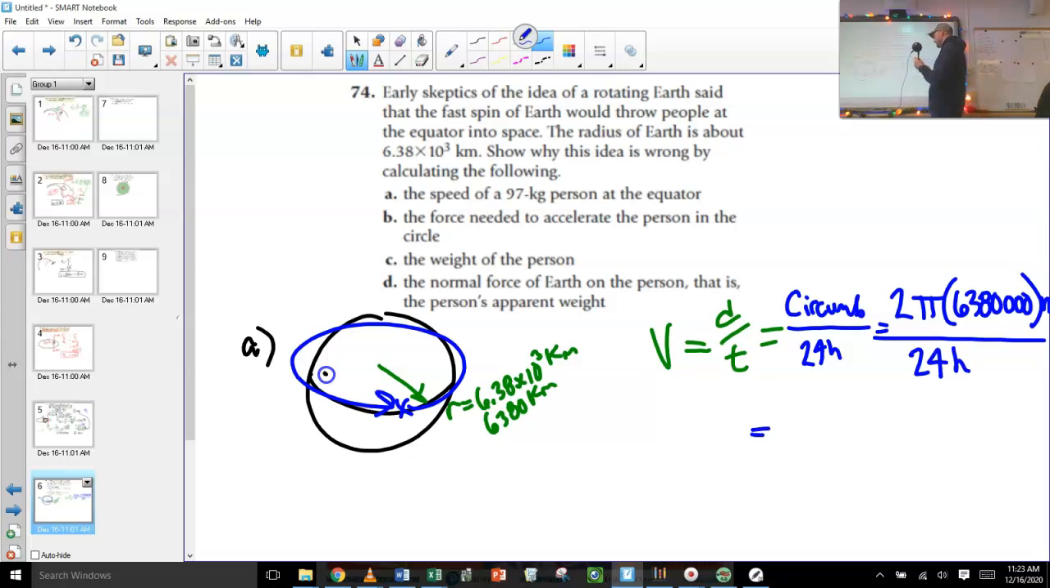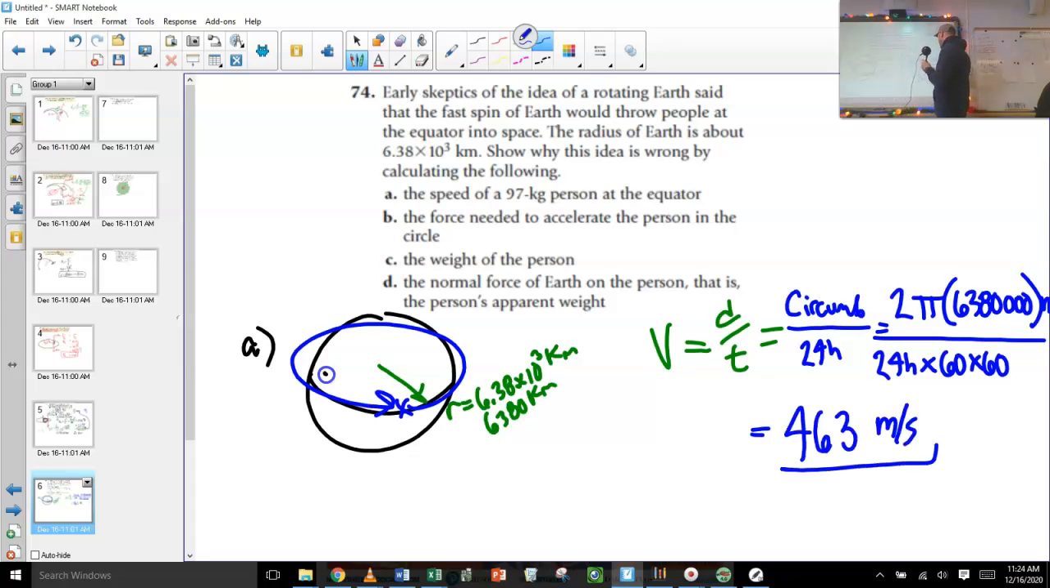Except I'm not going to do 24 hours, I'm going to make it into seconds. So 24 hours, and there's 60 minutes in an hour, and there's 60 seconds in a minute. So I do all of this, and I end up with 463 meters per second. So that's how fast you're going. Woohoo! You're cooking. You're almost going the length of a track every second when you stand on the equator. You're going more than the length of a track.